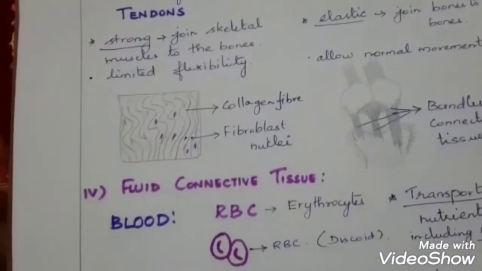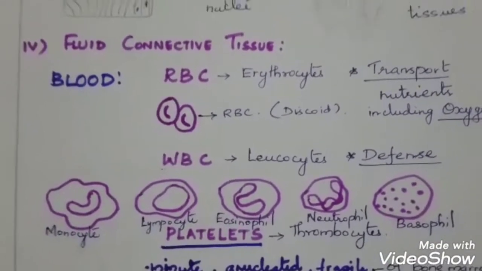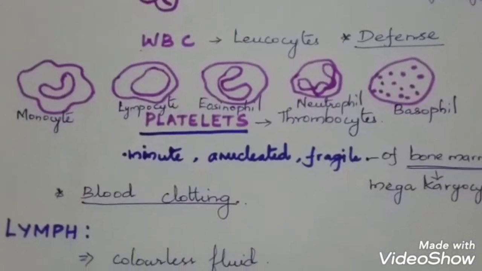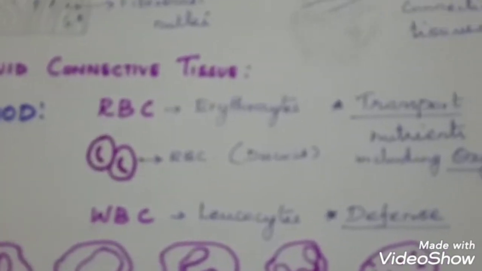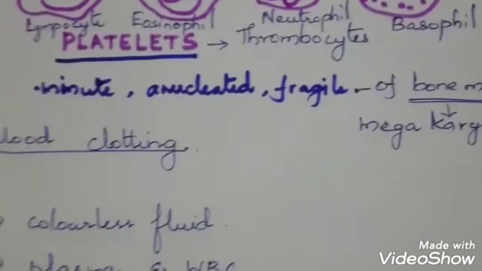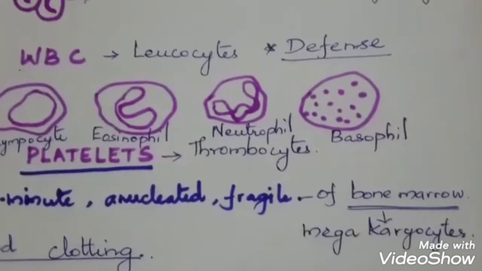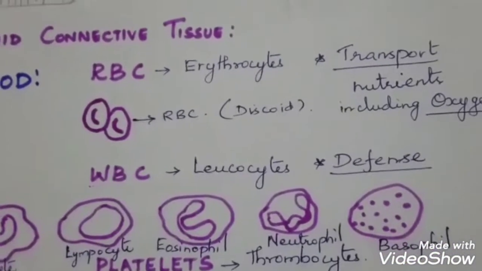Next to dense connective tissue is fluid connective tissue. Fluid connective tissues are of three types: RBC, WBC and blood platelets. RBC is known as erythrocyte. WBC is known as leukocyte and blood platelets are known as thrombocytes. RBC is discoid in shape.